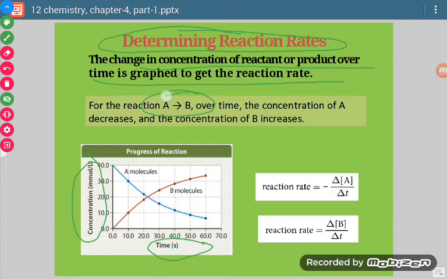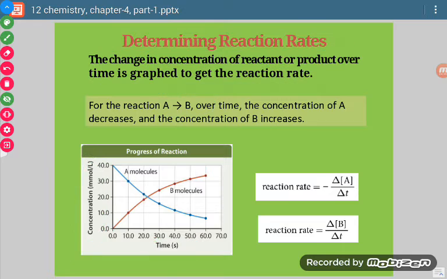Now let us say this is a reaction A gives B. Then if I have to consider A, okay, then A is the reactant, its concentration will decrease with the passage of time. So the graph will be obtained like this. This is the graph. Okay. Now if we take B, which is a product, its concentration will increase with the passage of time. So the graph will be like this. Okay. So in whichever way we are taking, it is correct. Either we can take this blue graph or we can take this red graph.